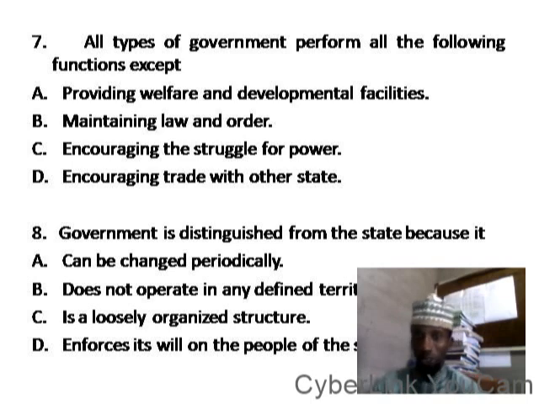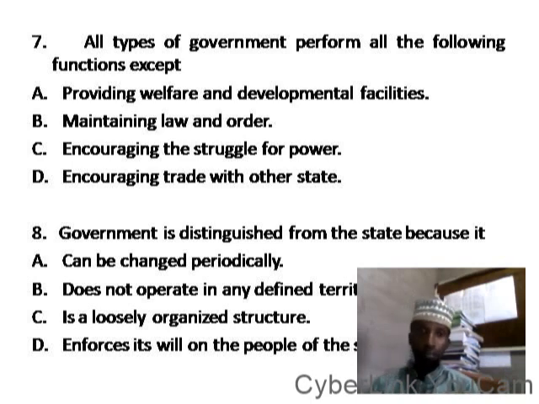What is the area I want to point you to? The word "except". And these examiner bodies, both WAEC and NECO, even JAMB, they are so compassionate to you, students. They will write this word boldly just to call your attention to it. The options are the functions of government except one. The one that is not there is option C, encouraging the struggle for power. You should note that.